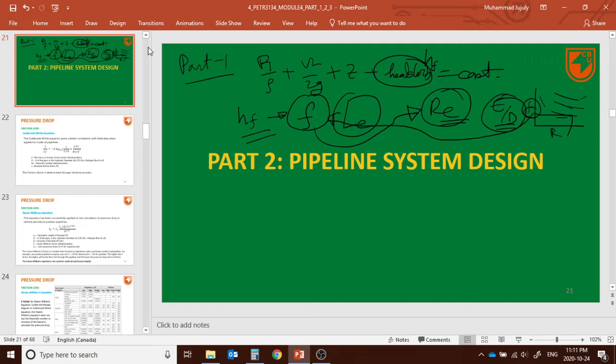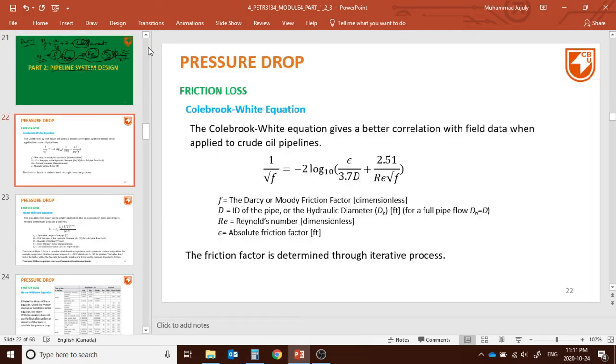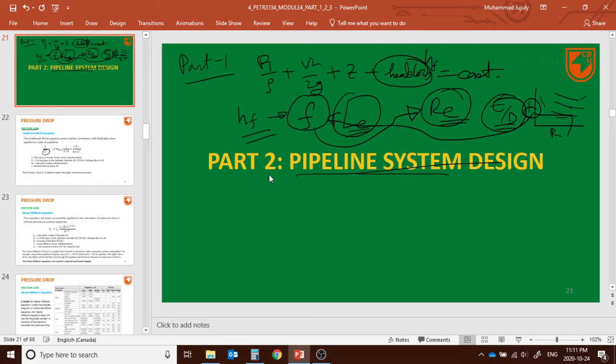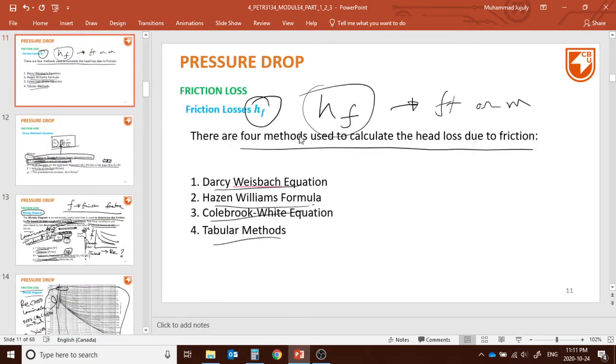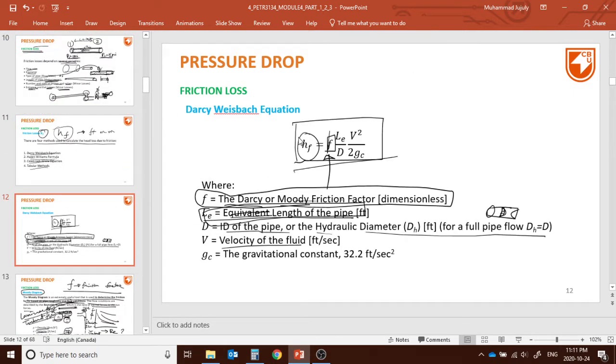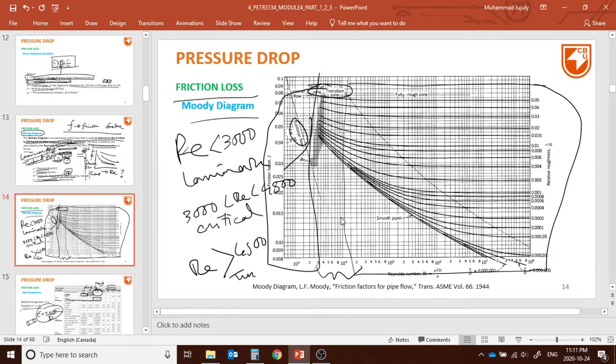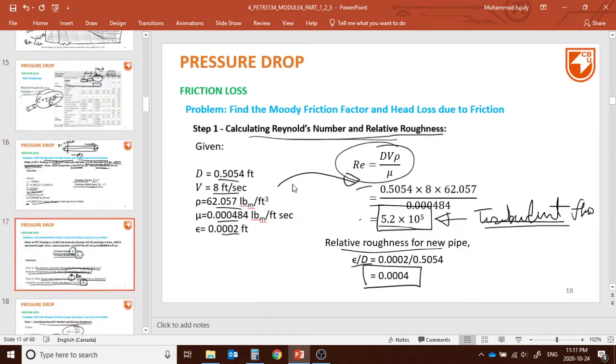Now in this session we'll learn how we calculate the equivalent length, and also how we can design the pipeline for oil and gas systems. So let's learn. Now back to the friction loss. Remember this friction loss we have discussed. In the previous lecture, for the friction loss equation, we used the Darcy-Weisbach equation, and we calculated the friction factor through the Moody's chart.